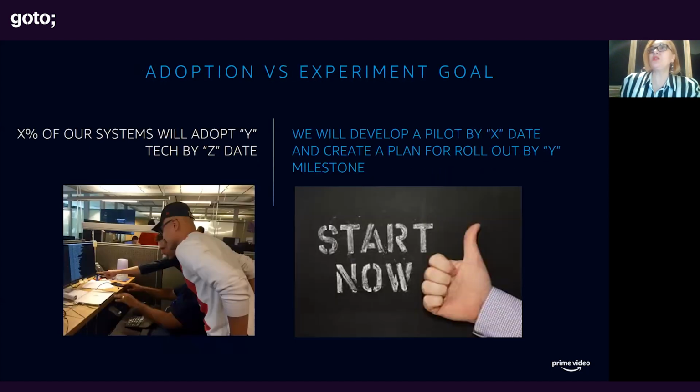And adoption, the last part versus an experiment goal, is super easy, right? You can basically say, hey, a certain number of systems will adopt this specific tech by this date. That's an example of adoption. With an experiment, you may not always know where you want to invest the majority of your resources. How do you tease it out so you can be flexible on that investment decision? What you can do is commit to a pilot by a certain date, and once the pilot is done, you will have a rollout plan and some sort of milestone for how you accomplish it. I've done a number of these in the past, when I was in that stage where we needed an experiment to think through specifically how and where we wanted to invest.